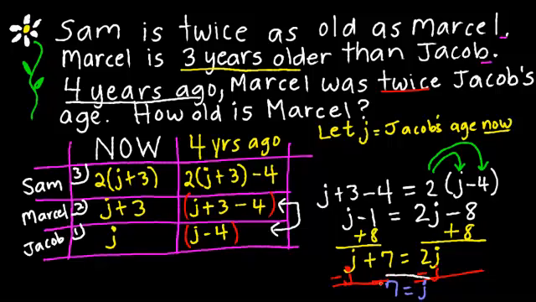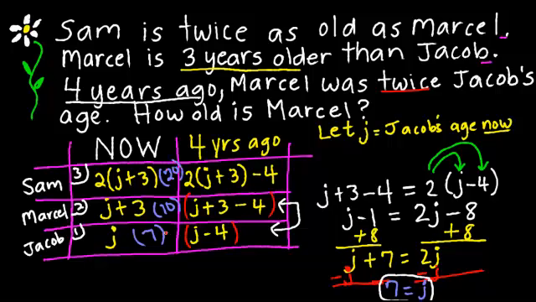So first thing I'm going to do is put it over here in these columns and just see if it makes sense. So if Jacob is 7, then if J is 7... Let me use a different color for that one. Alright, 7. So if he was 7, that would make Marcel 10, because he's 3 years older. And Sam is twice as old as Marcel, so he would be 20. So let's see if that's making sense.